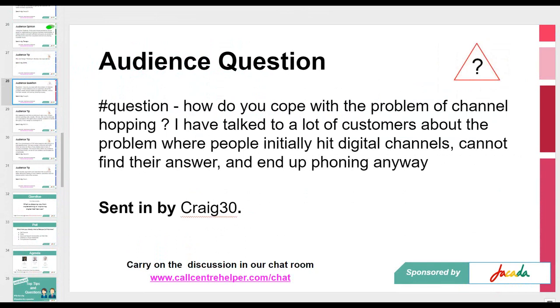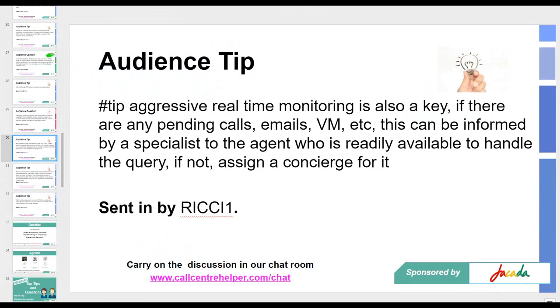Indeed, and we've got a couple more tips before we move on. Ricky has said aggressive real-time monitoring is also key. If there are any pending calls, emails, voicemails, etc., this can be informed by a specialist to the agent. If the agent is readily available, they handle the query. If not, assign a concierge to it. So that looks like a kind of manual call distribution method.